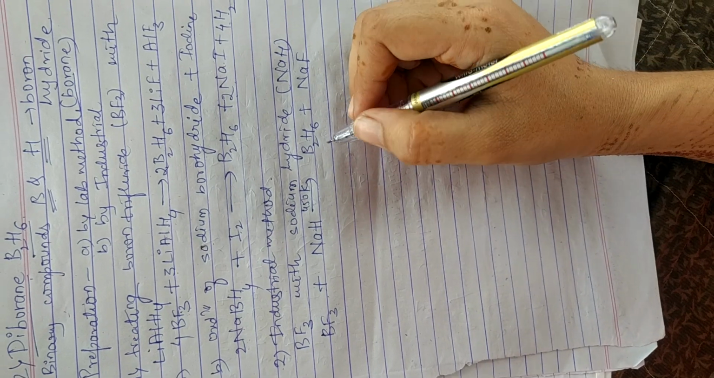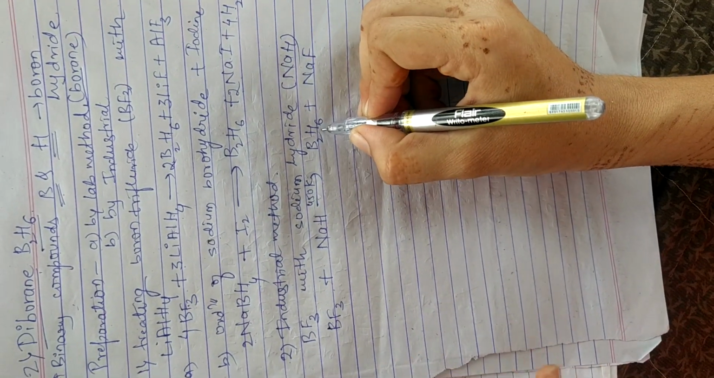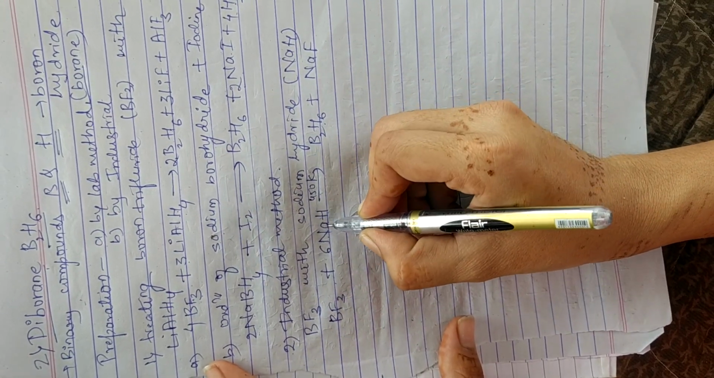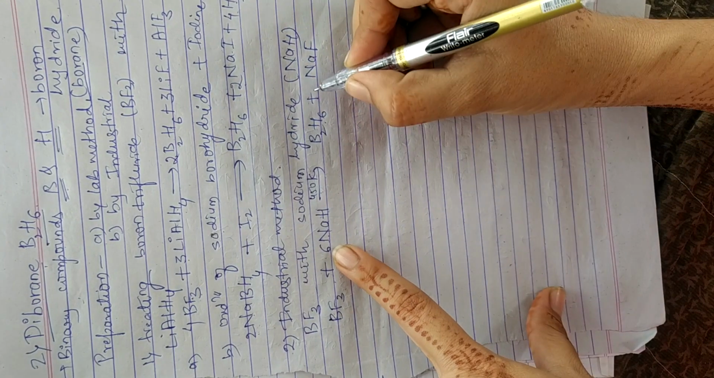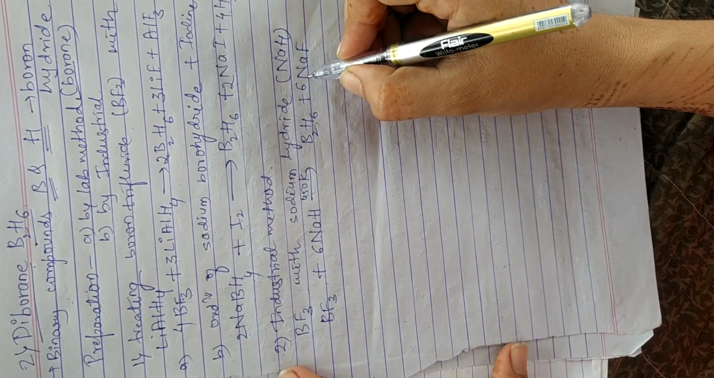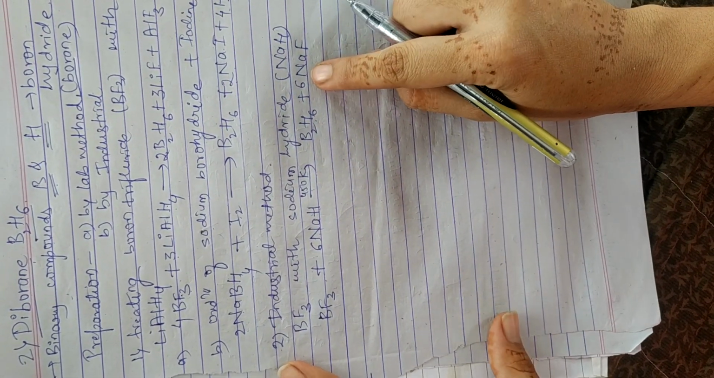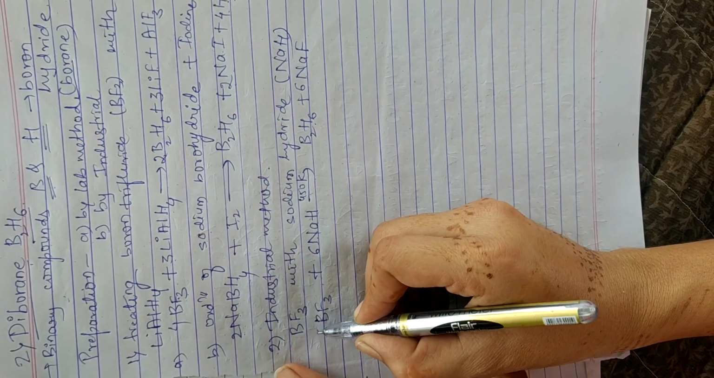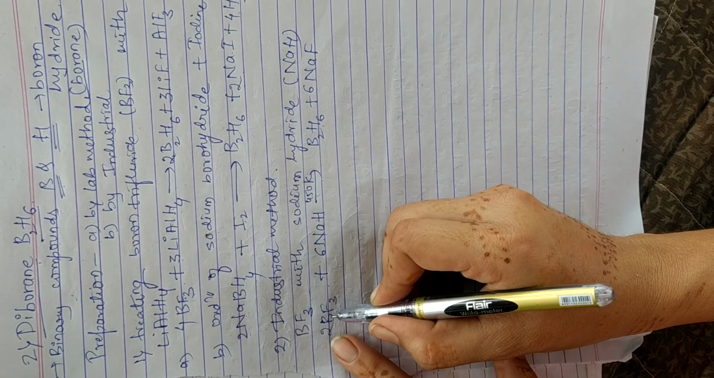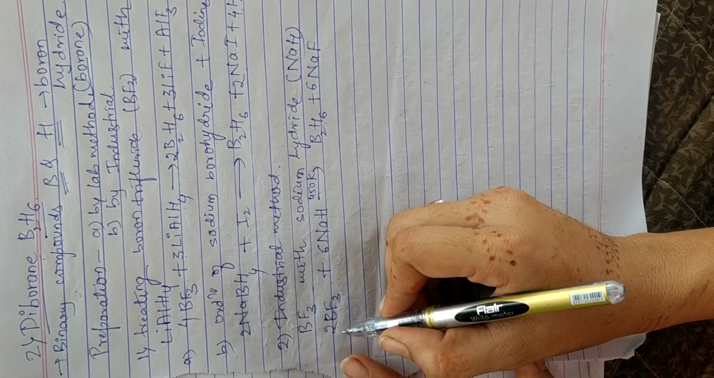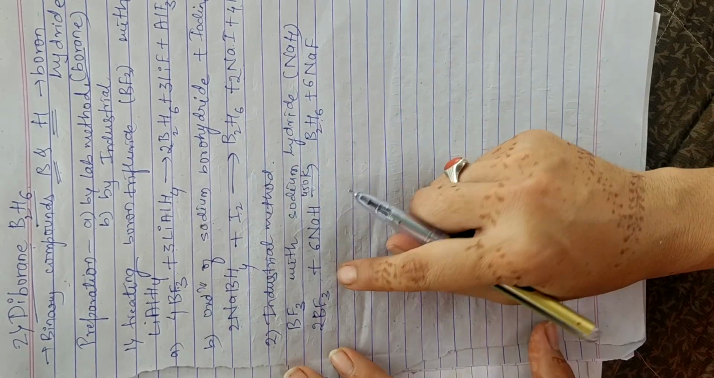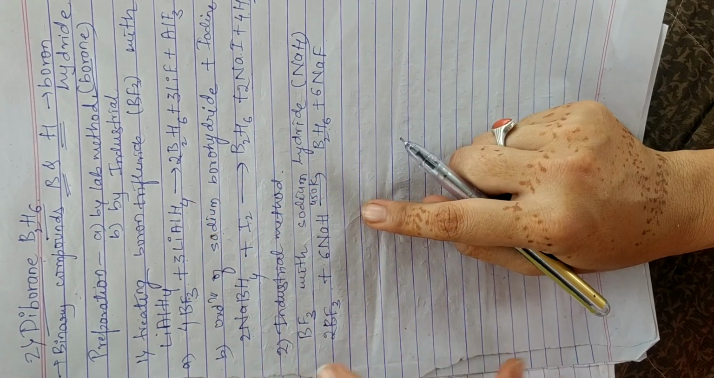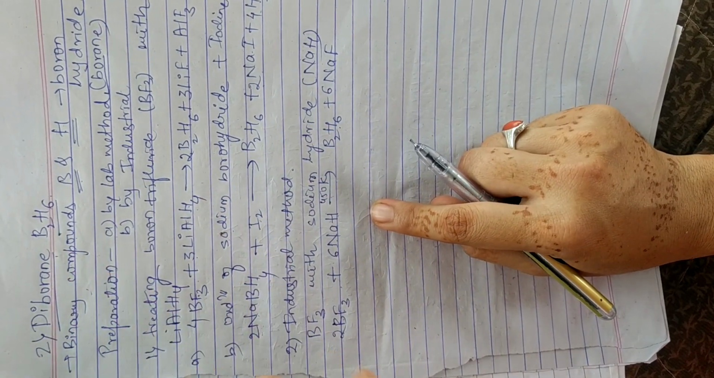Here 6 molecules of hydrogen are there, therefore we substitute 6 for this hydrogen. Sodium also becomes 6, therefore we substitute 6 for this sodium also. Now fluorine becomes 6 and here boron is 2, therefore we substitute 2 for boron and 6 molecules of fluorine. This is the balanced chemical equation, and this is the second method, the industrial method. These are the two methods of preparation of diborane.